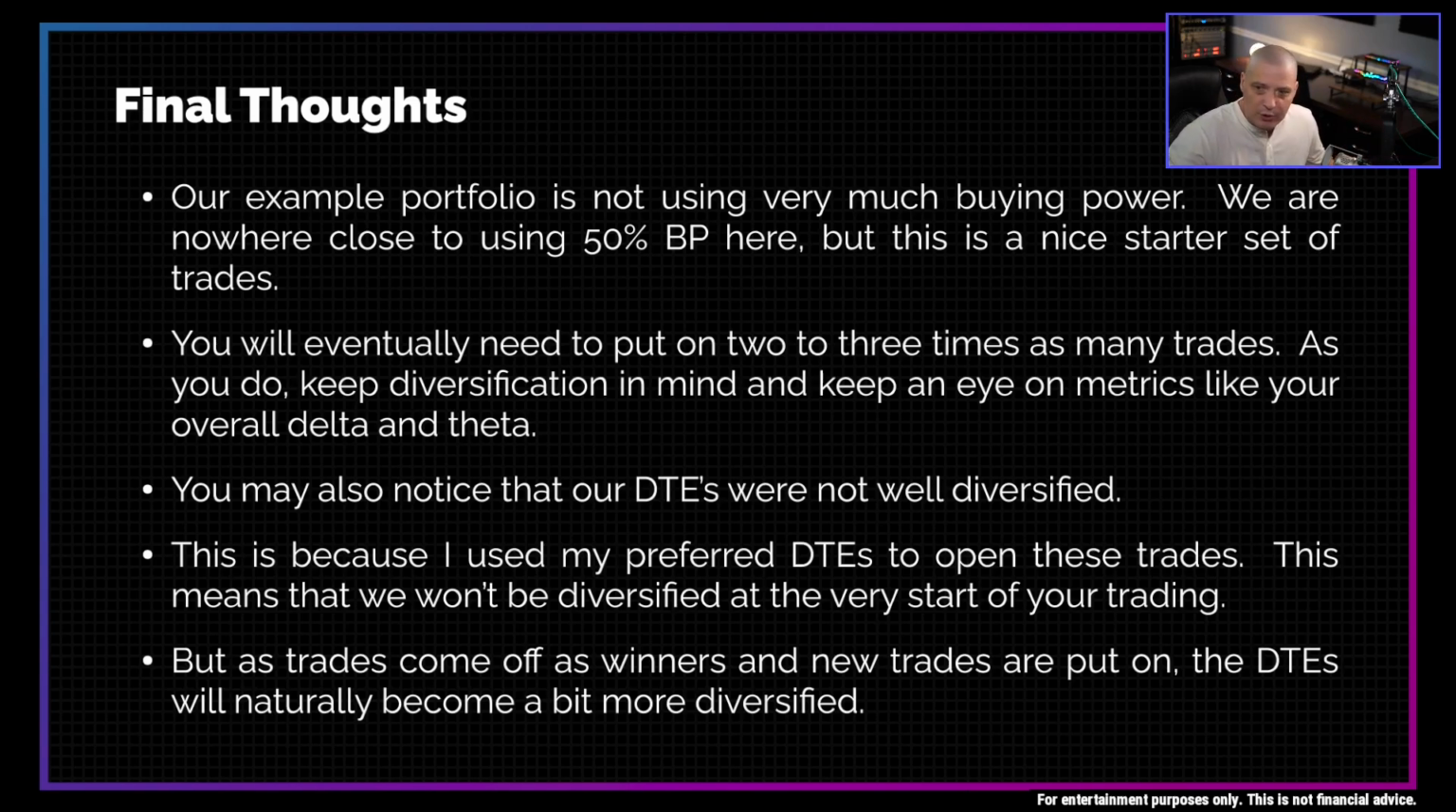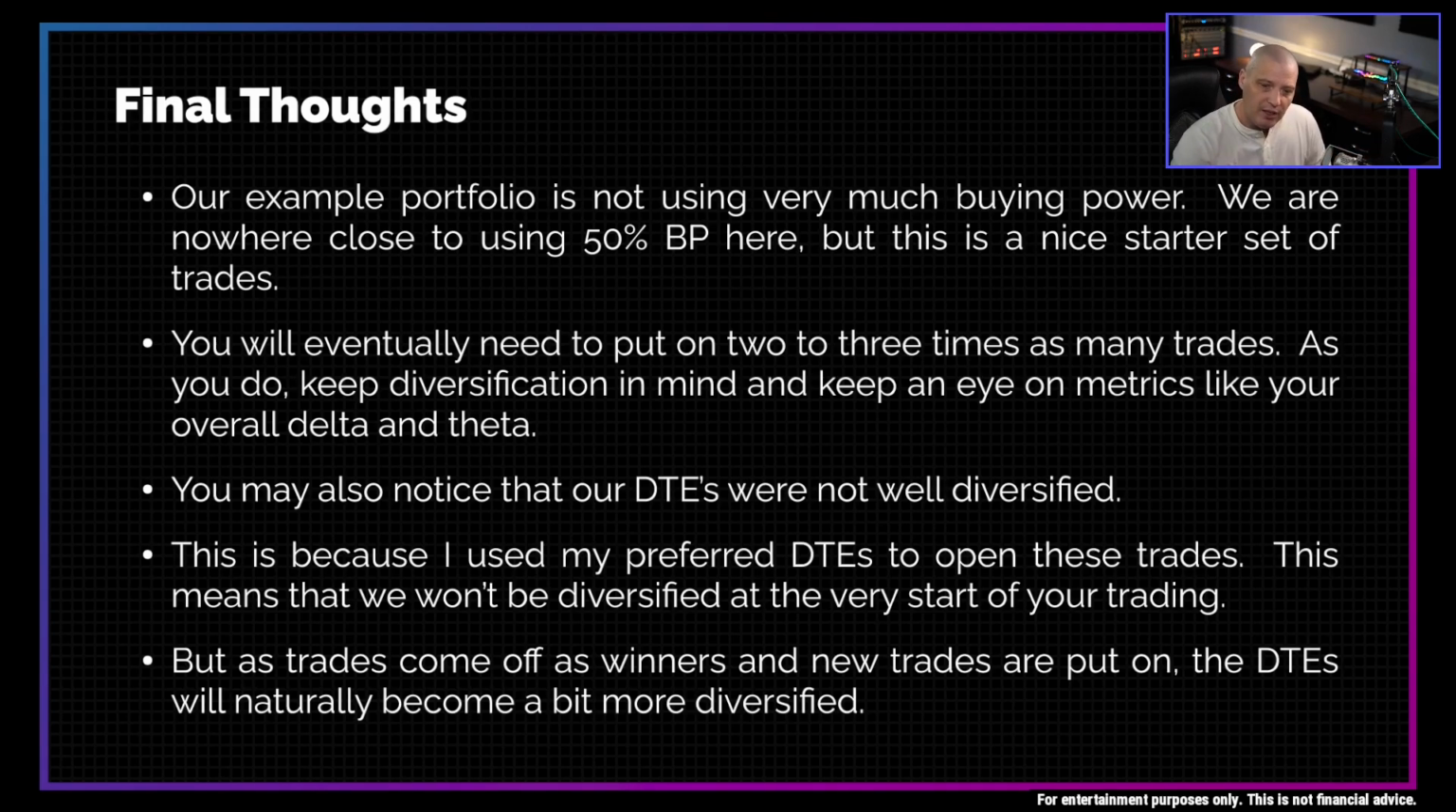Basically, they're a nice group of trades to just go put on right now and then gradually start adding more positions, because you're probably going to need to put on 2 to 3 times as many trades as what I did if you have a 25K account. You need to put on more trades than just those 5. But as you do, keep diversification in mind, right? Keep an eye on your metrics like your delta and your theta and your buying power usage.